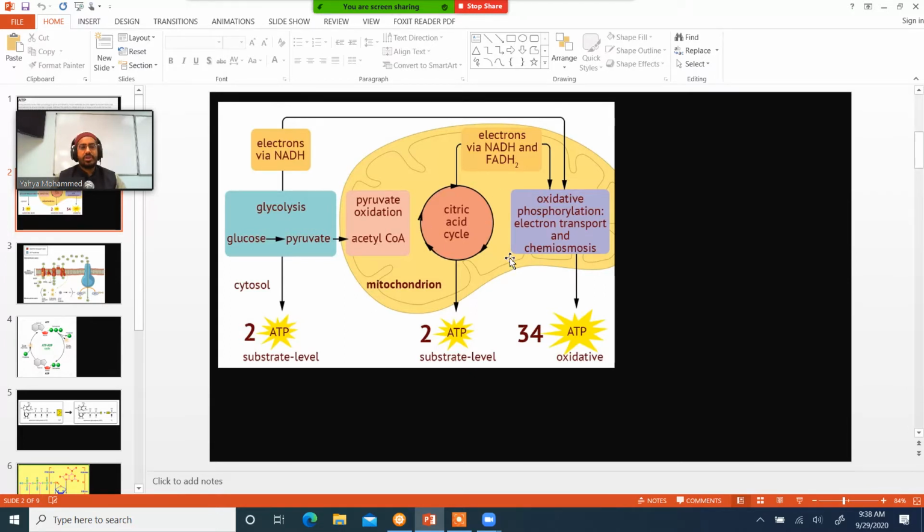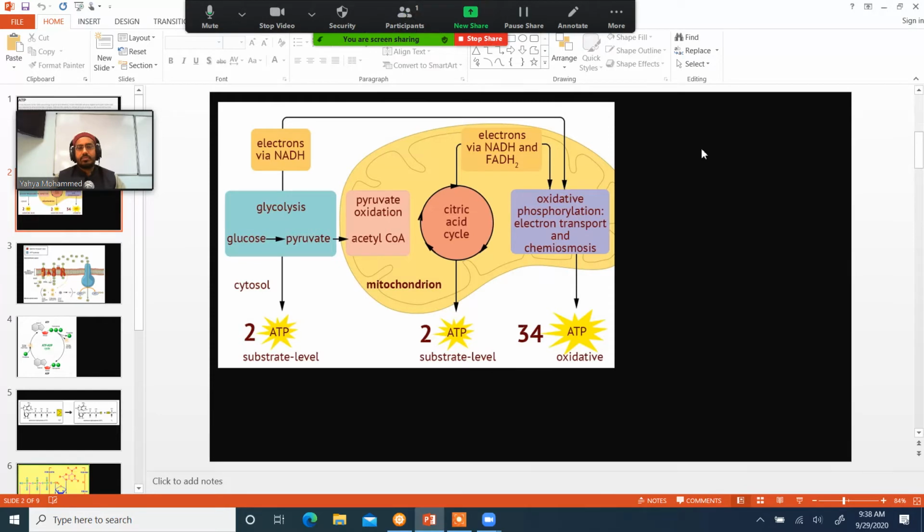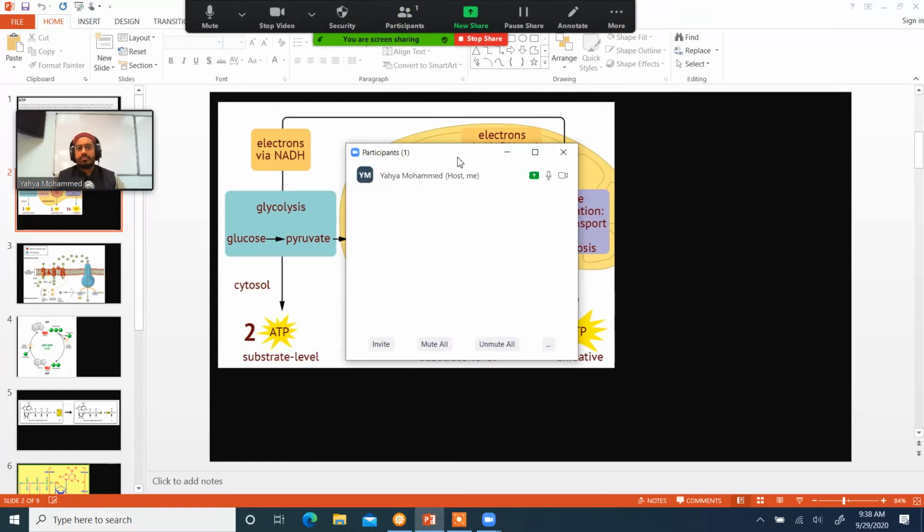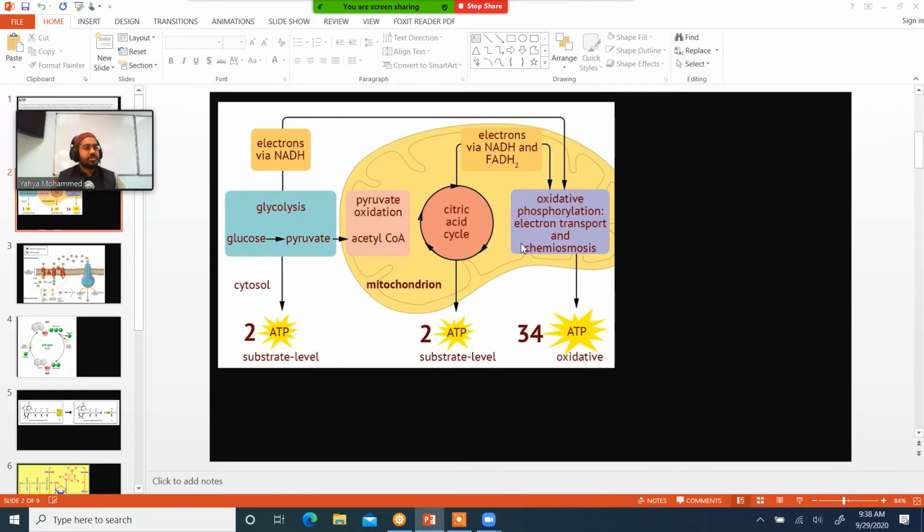You guys see this here, right? So there's basically 3 different parts. One is called glycolysis, where we produce 2. You have the citric acid cycle, which also produces 2. And then you have oxidative phosphorylation, where we produce 34. This last portion is the most important part, where the most amount of energy is produced.